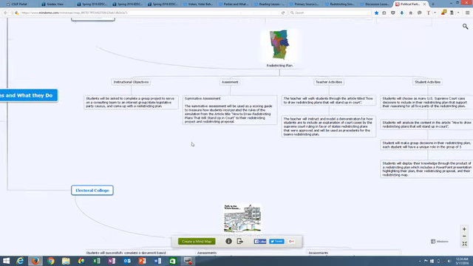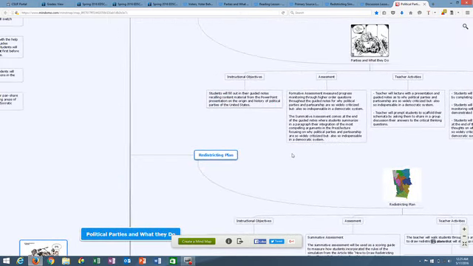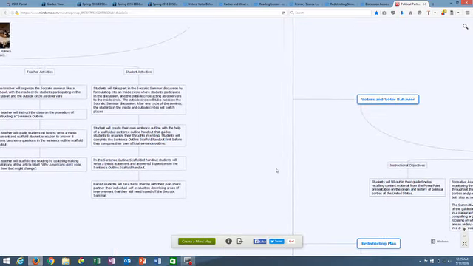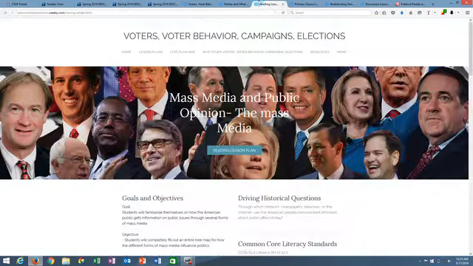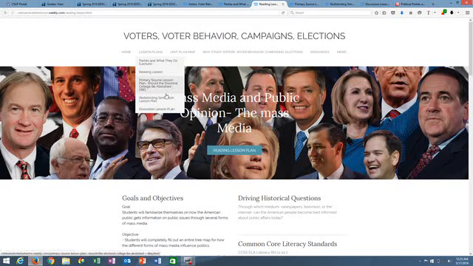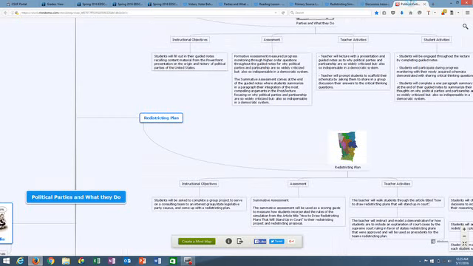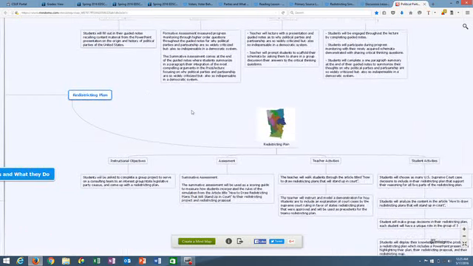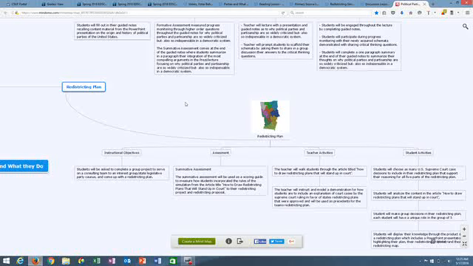The next one is the redistricting simulation. As you can see here, it's titled Redistricting Plan. The instructional objective is students will be asked to complete a group project to serve on a consulting team to an interest group or state legislative party caucus and come up with a redistricting plan.